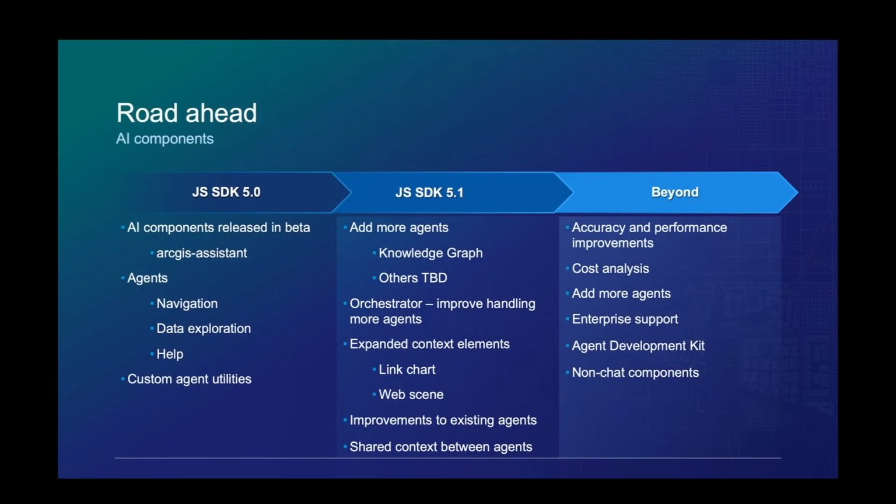Okay, so I won't go too deep in the road ahead since there is a road ahead session later in the week. But what you see in the 5.0 column is what we just went over. In 5.1, you can look forward to potentially more agents. Our knowledge graph team is already working on one. The ability to handle more agents. So today you only have 3 or 4 if you create a custom agent, but we're trying to think about how to improve the experience if there's a lot of agents. Of course, we're going to try to make this as fast and accurate as possible. So look to us to improve the data exploration experience.